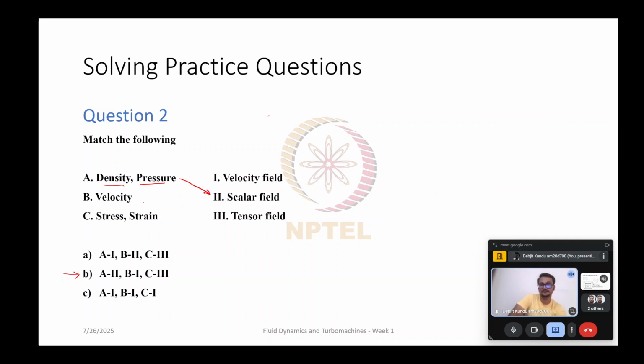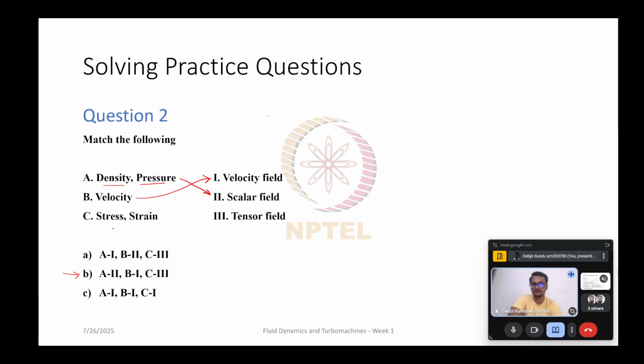Then velocity, as we know, it's a vector, and in a fluid dynamic system of thinking, they are represented by vector fields, because we're not worried about velocities of single particles or so on. So we look at the whole domain, which could be 1D, 2D, or 3D, and we look at the velocity field in that whole domain.